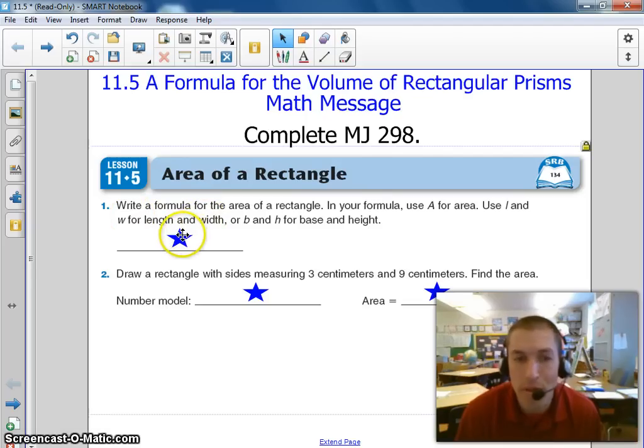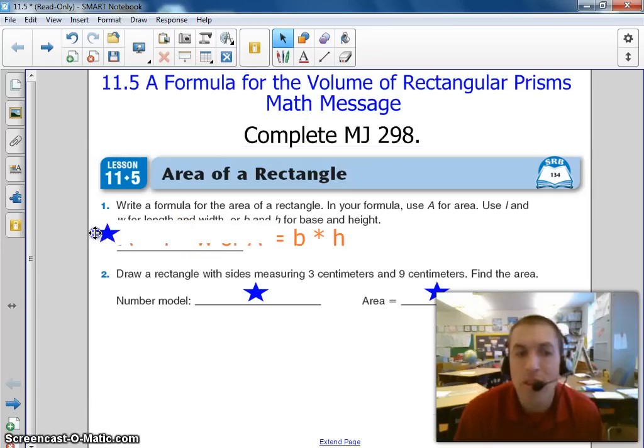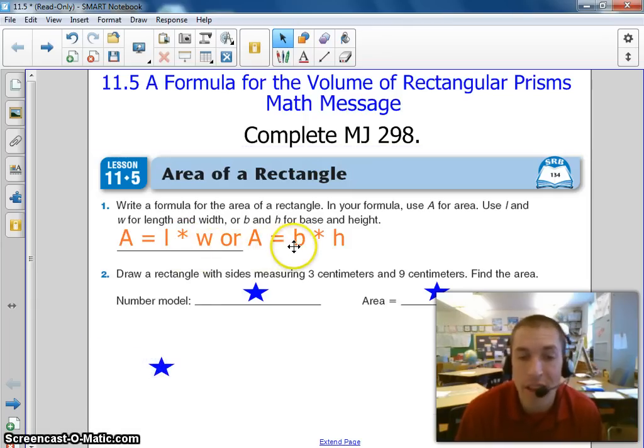Do you remember the formula for the area of a rectangle? A for area, L for length, width, or B for base and height. Do you remember what it was? Good. It was area equals length times width, or area equals base times height. Mr. Peralta always says area equals base times height for a rectangle. And so if we draw a rectangle with the sides measuring 3 centimeters and 9 centimeters, find the area. Well, the number model, base times height, if the base is 3 and the height is 9, 3 times 9 is 27. So the area is 27 square meters.